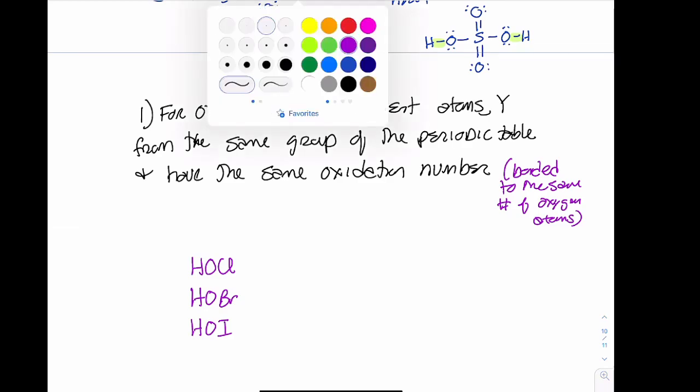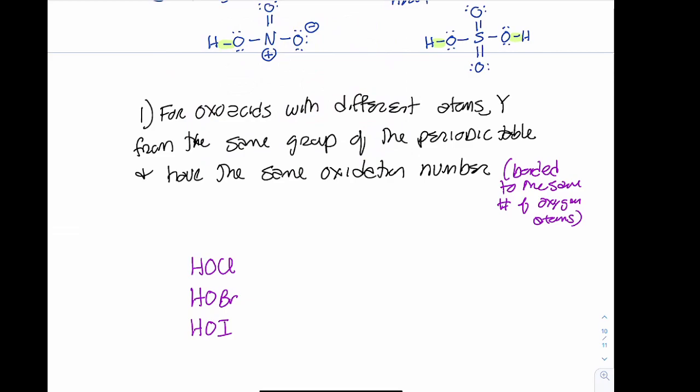If you remember assigning oxidation numbers from 151, oxygen is a -2 unless it's bonded to fluorine or in a peroxide. Hydrogen's a +1 when it's bonded to a nonmetal, -1 when it's bonded to a metal. And then the halogen, we just kind of had to figure it out. And we figured that out knowing that the sum of my oxidation numbers needs to be the same as the charge on that compound or molecule.